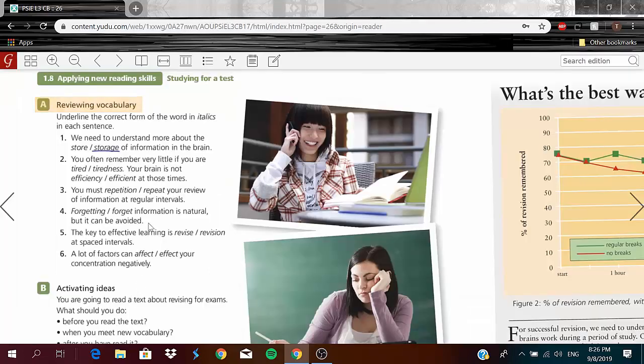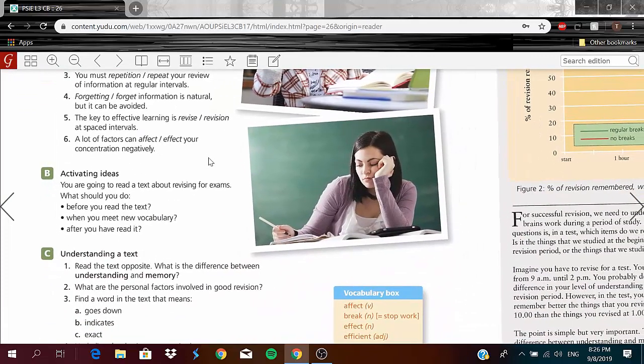Now let's move on. Here we have exercise B, activating ideas. These are again some things that I'll just remind you guys of. So you're going to read a text about revising for exams. What should you guys do before you read the text? Before you read the text, what do you guys think?